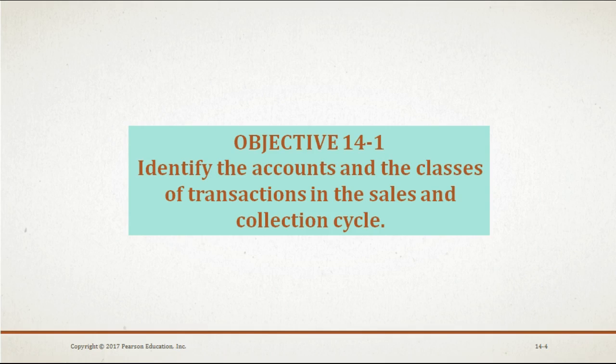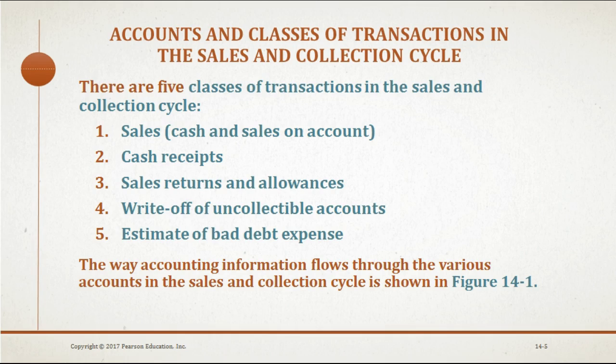Let us begin by identifying the accounts and the classes of transactions in the sales and collection cycle. There are 5 classes of transactions in the sales and collection cycle. They are sales, cash receipts, sales returns and allowances, write-off of uncollectible accounts, and the estimate of bad debt expense.